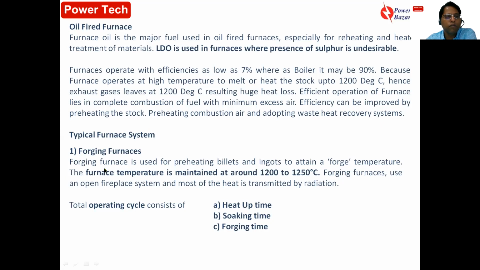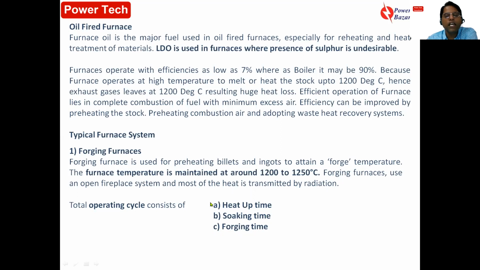One is the forging furnace. A forging furnace is basically used for preheating billets and ingots to attain forging temperatures. Normally this forging furnace operates at 1200 to 1250 degrees centigrade, and it is an open fireplace system. Most of the heat is transmitted by radiation. In any forging furnace, the operating cycle consists of three time zones: heat up time zone, soaking time zone, and forging time zone. So these are the operating cycle of any forging furnace.